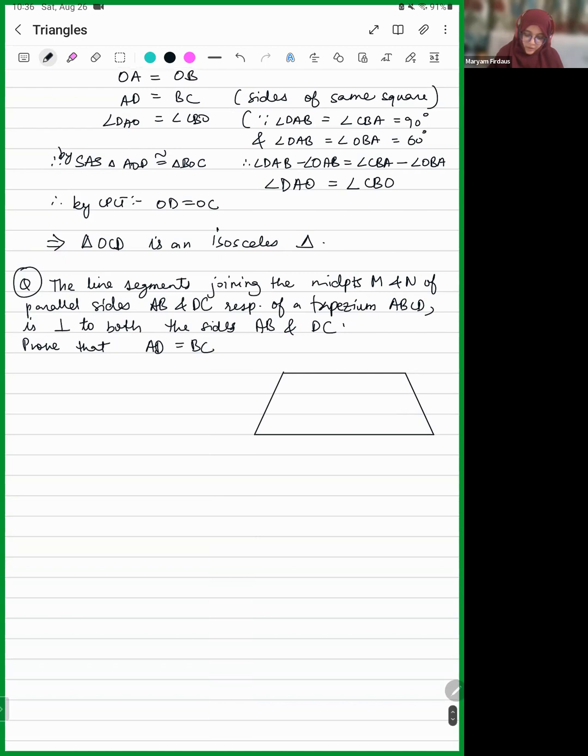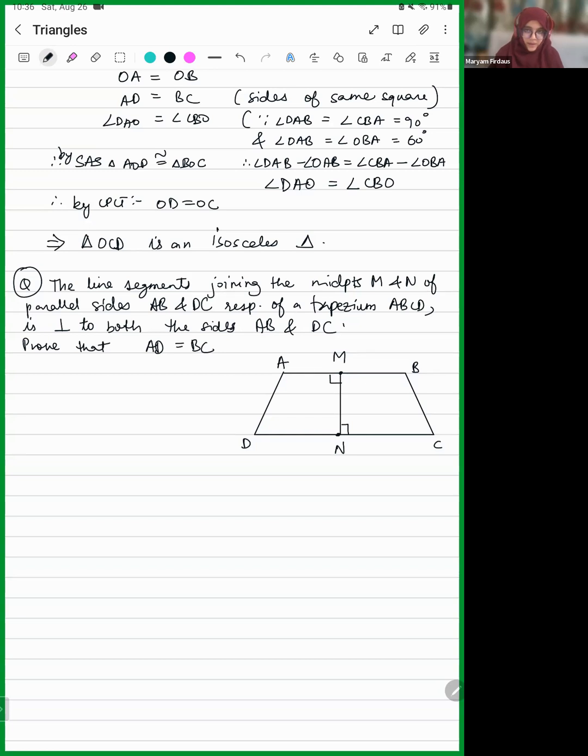The line segment joining the midpoints of the two parallel sides. So this is A, B, C, D. AB and DC are parallel, given. The midpoint of AB is M and the midpoint of DC is N. And the line segment joining them is perpendicular to both the sides. So this is 90 and this is 90.